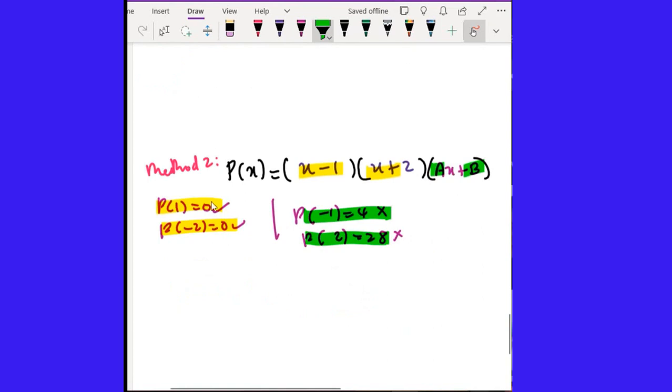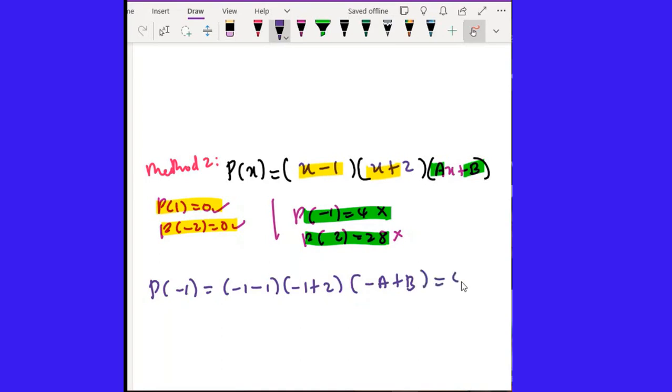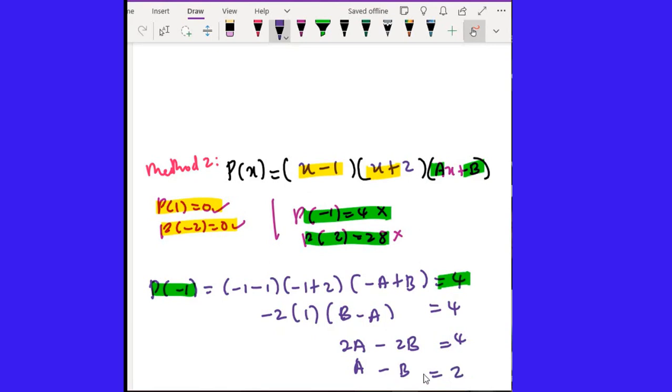Okay, jadi sekarang ini saya show second method ni. Masukkan je P of negative 1 dalam ni. Negative 1 minus 1, negative 1 plus 2. Ini negative A plus B is equal to 4. To show this is the remainder theorem. Okay. And then simplify, negative 2, 1, atau B minus A is equal to 4. Buat dulu balik ya. 2A minus 2B is equal to 4 atau tak apalah. Dah terbuat macam ni. Kan, divide je tadi kan. So dapat first equation.